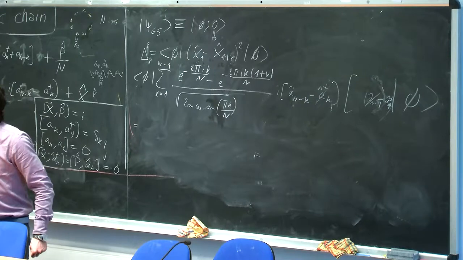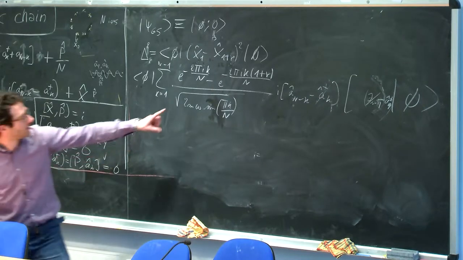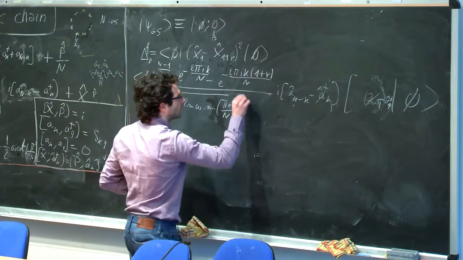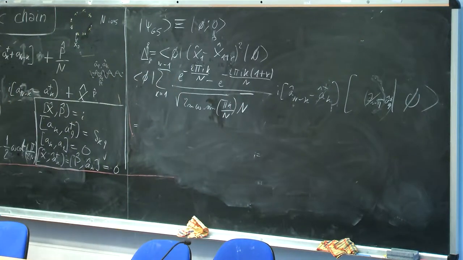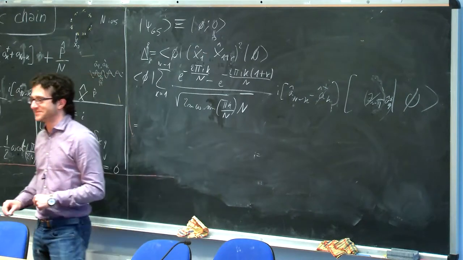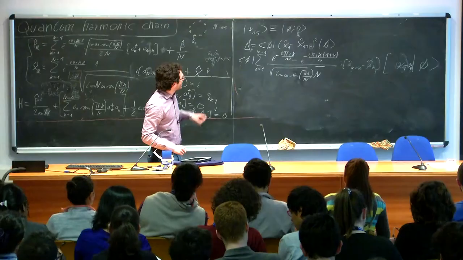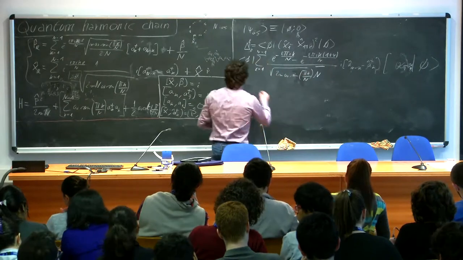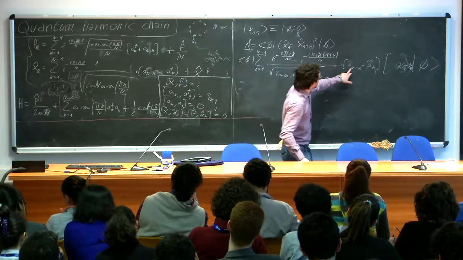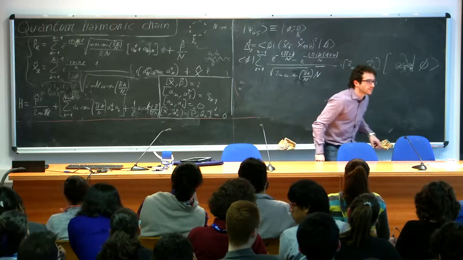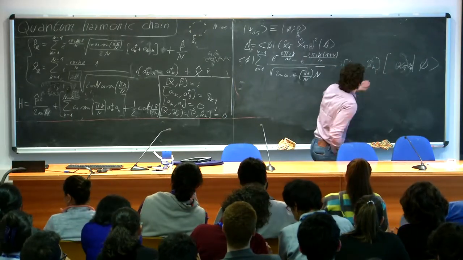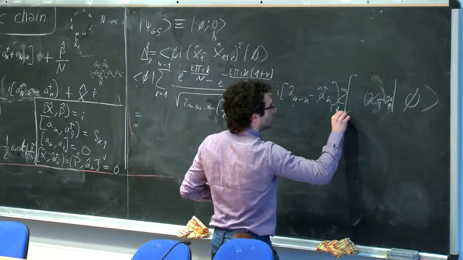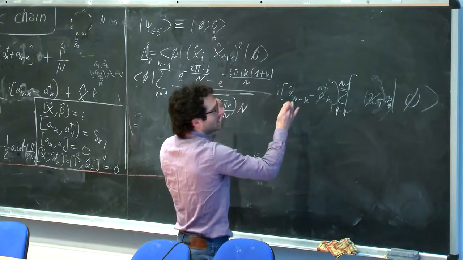Yes? At the denominator, I missed it. Yes, thanks. Ah, right, okay, thanks. Ah, no, there is an N here. Okay, the final expression, what is it? Well, again, there is a sum over q. Yeah, it's just the same expression.